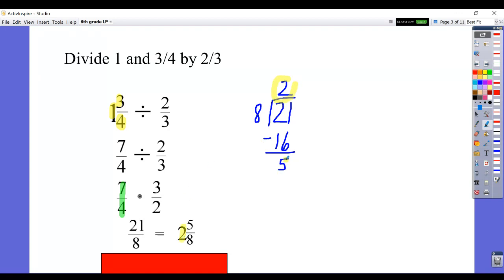And what you get when you subtract is going to be the numerator of your fraction, and the original denominator or the divisor will be the denominator. So 2 5/8 is the mixed number format for 21/8.